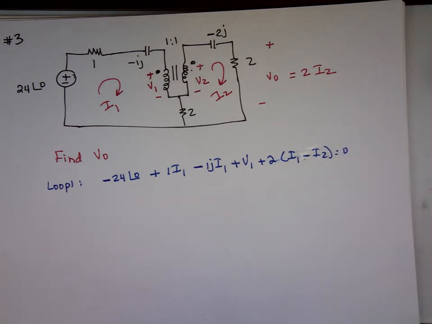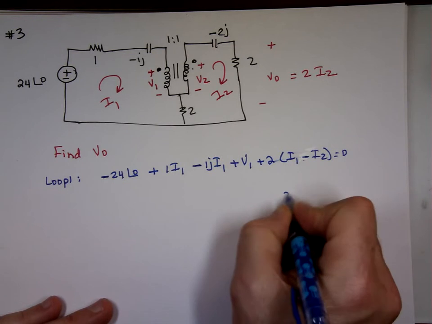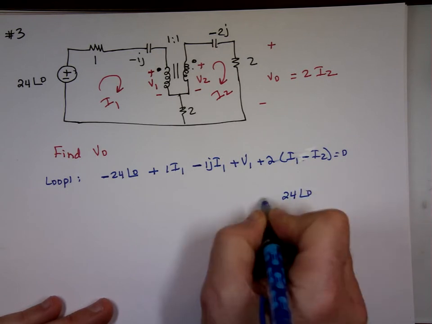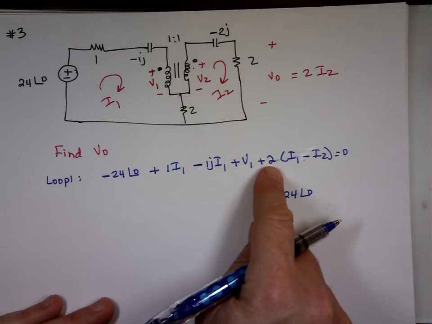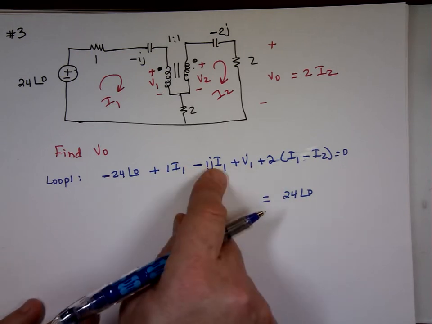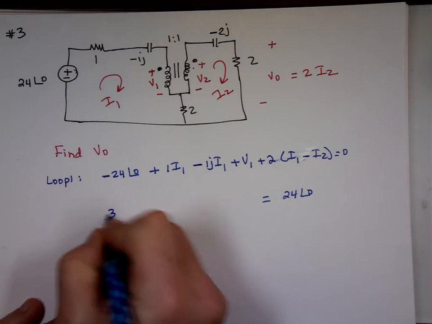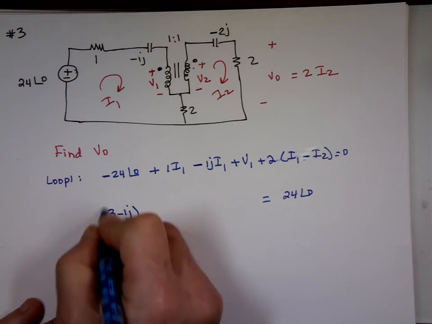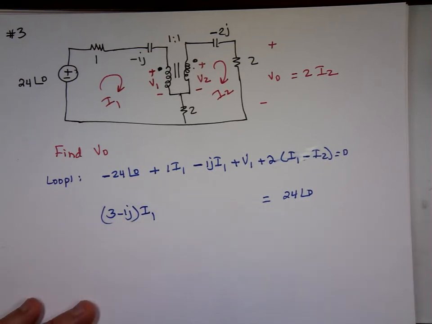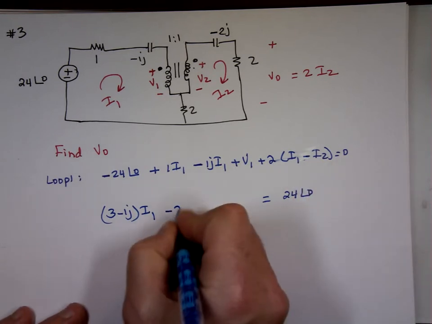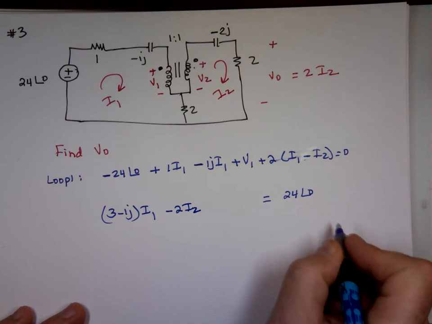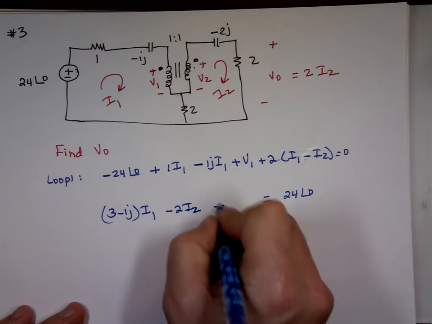If I clean that, 24 angle 0 equals. Let's look at I sub 1. I get 2, 3 minus 1j. Let's look at I sub 2. Do we have anything? Just the 2, right? Minus 2 I sub 2 plus V1.